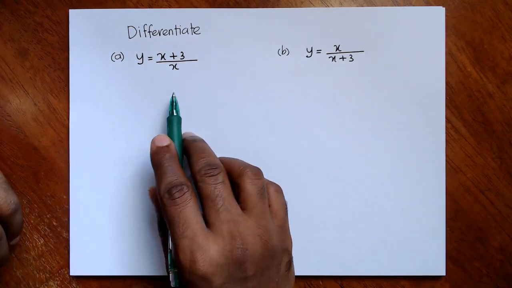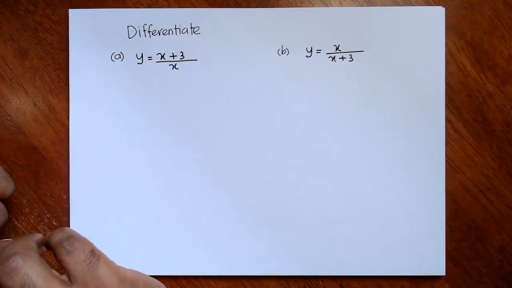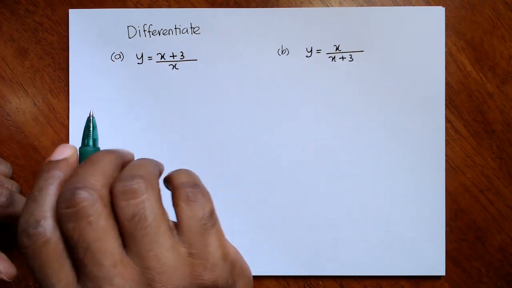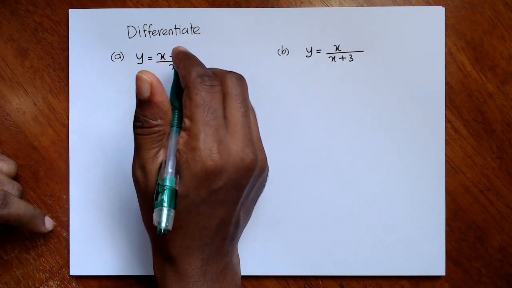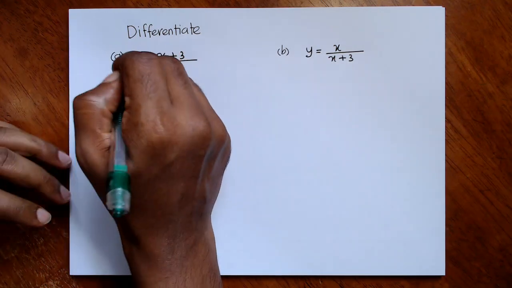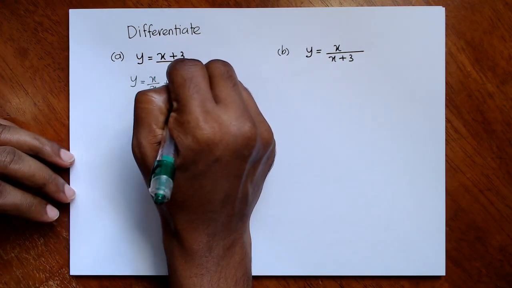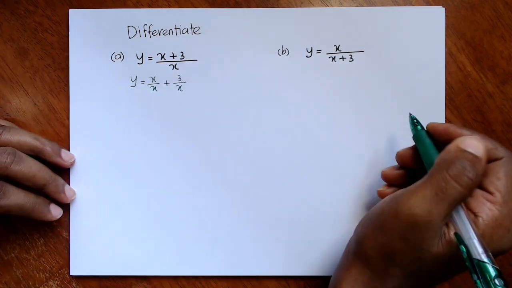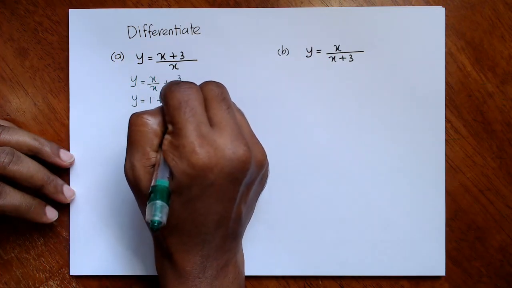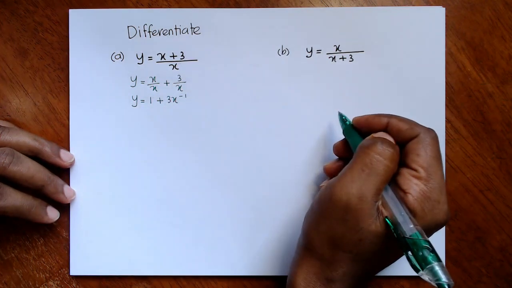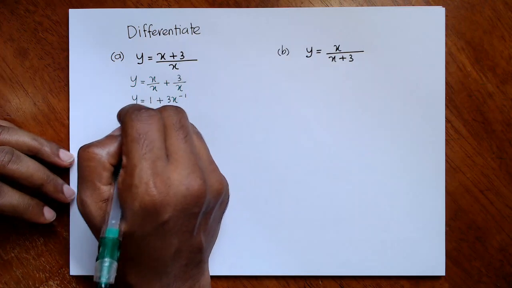If you look at question A, we want to differentiate y equals x plus 3 over x. This is quite easy because the denominator is a single term, just x. So what we can do here is break it up. We get y equals x over x plus 3 over x. Therefore, y equals 1 plus 3x to the power of negative 1. That's what we get, and so we can do dy dx already.